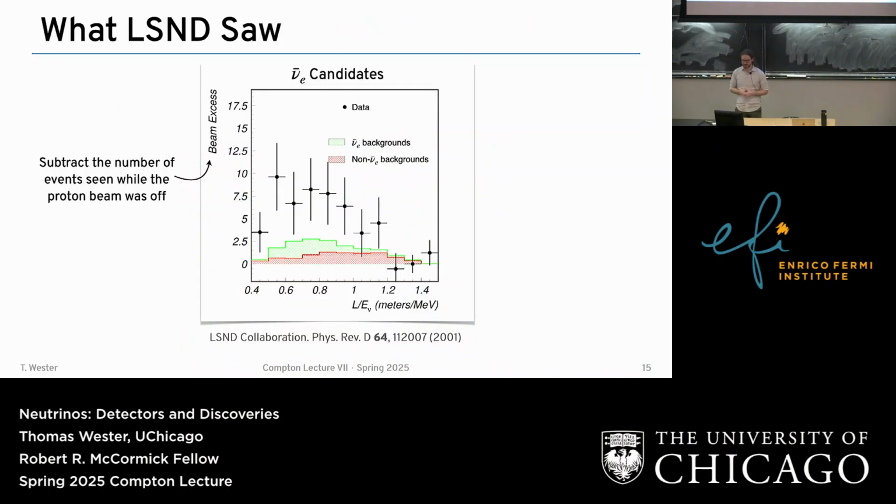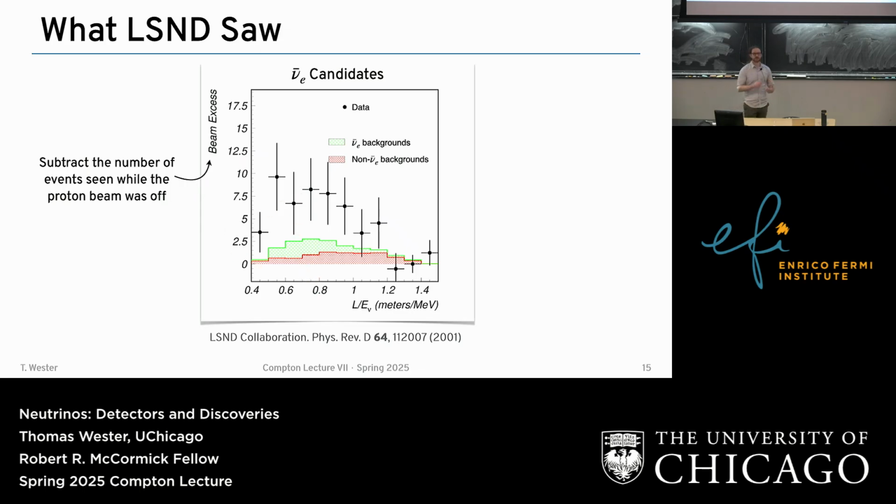And what LSND saw was this. This is a plot showing on the vertical axis something called the beam excess. So what this means is that they took data when the beam was on and the beam was off, and then they subtracted the two and asked what the data was after that subtraction. Then there are a couple different data sets on this plot. So in the black data points, this is what they actually observed. And then there are two different background components here.